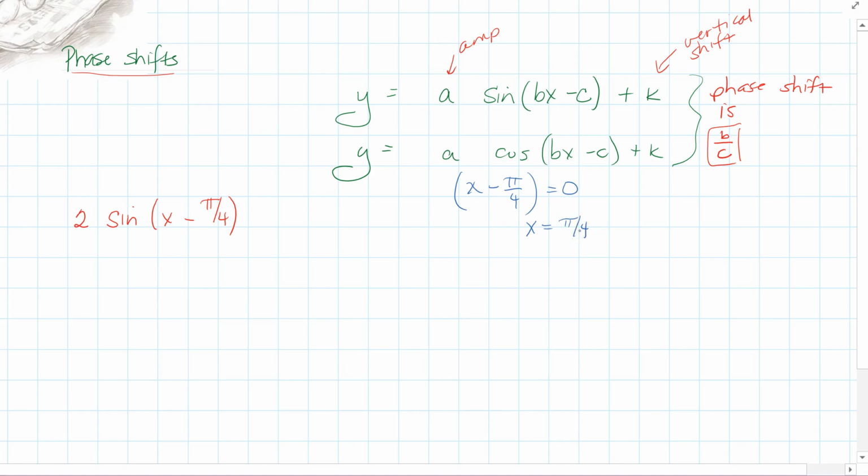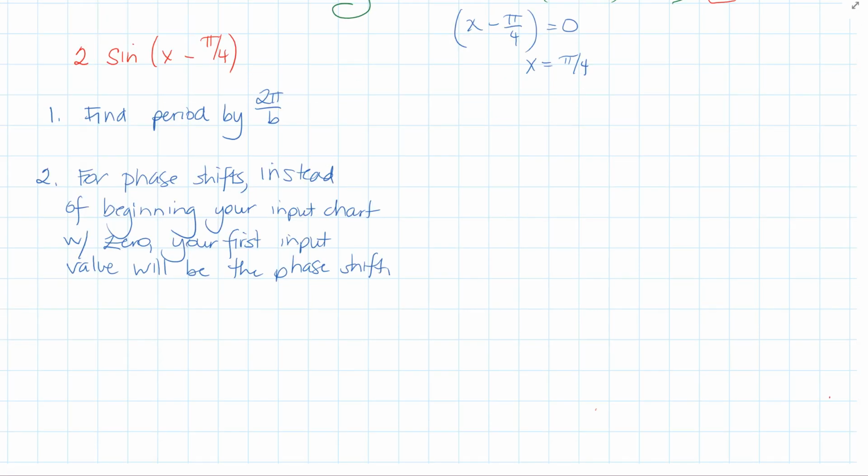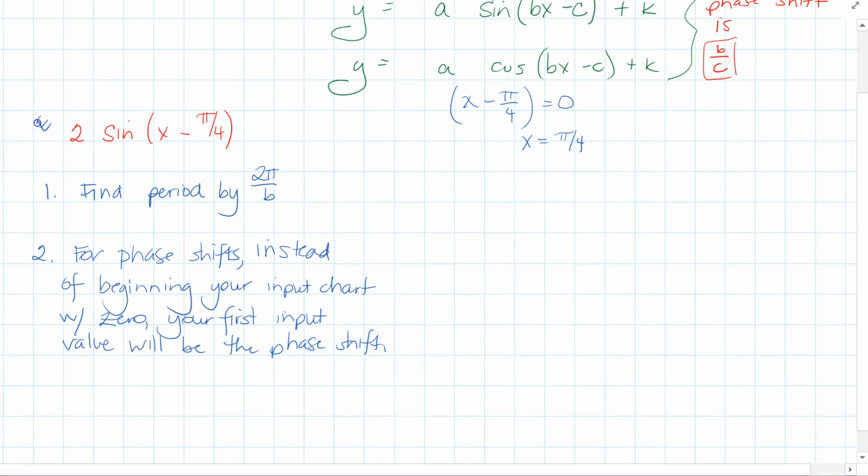So that's how I would like you to remember how to find the phase shift, instead of trying to remember some formula. Now, once you determine the phase shift, you're almost done. It's not really hard. It's so much like the other functions, and let me show you how. Step 1 is you'll find the period. So I've written that down for you. This is the example we're doing. And step 1 is find the period by taking 2 pi over b. So in this case, it's just going to be 2 pi, right? Because the b is 1.